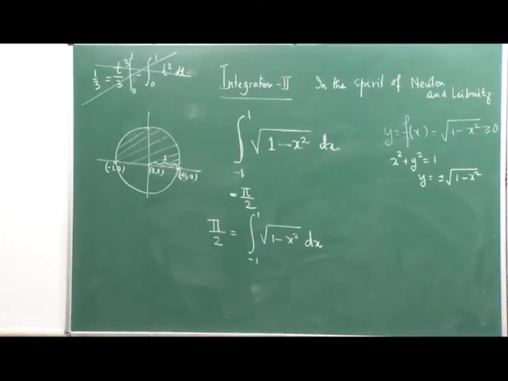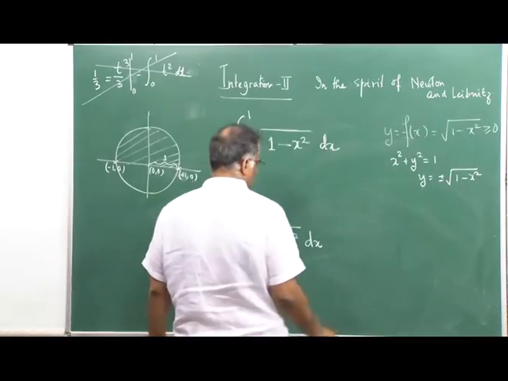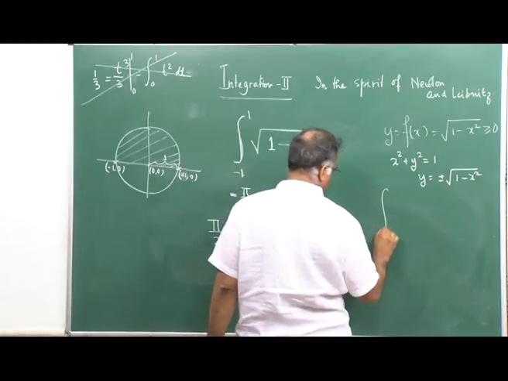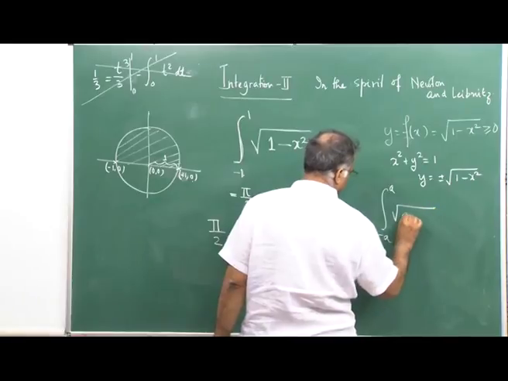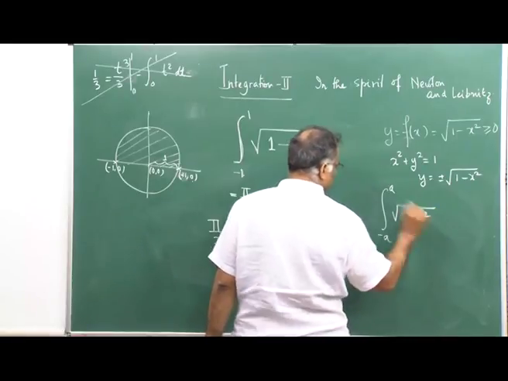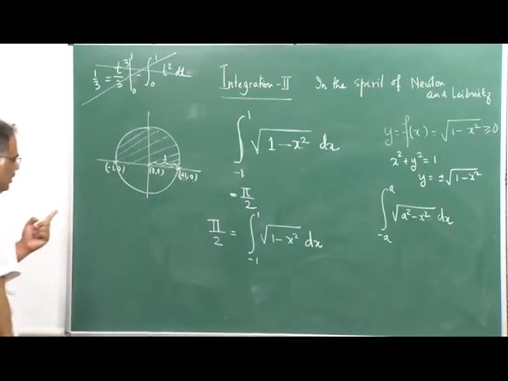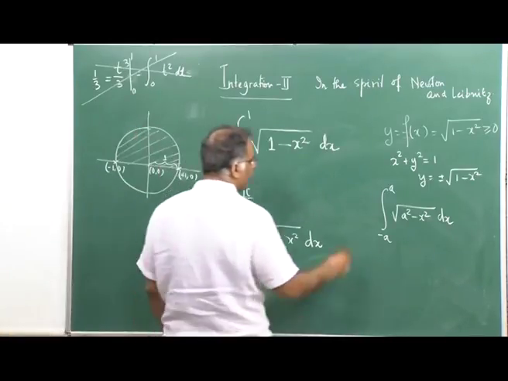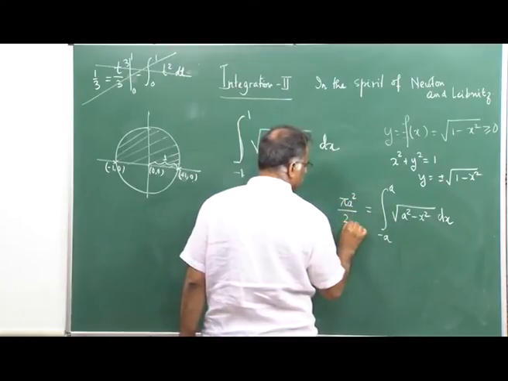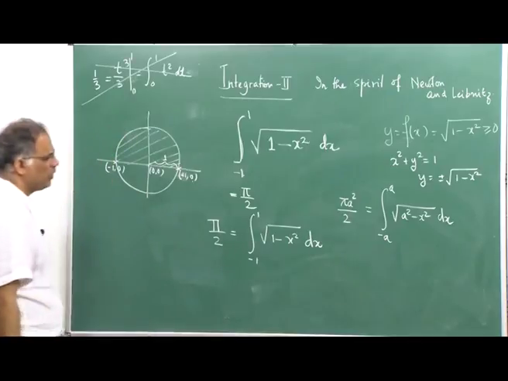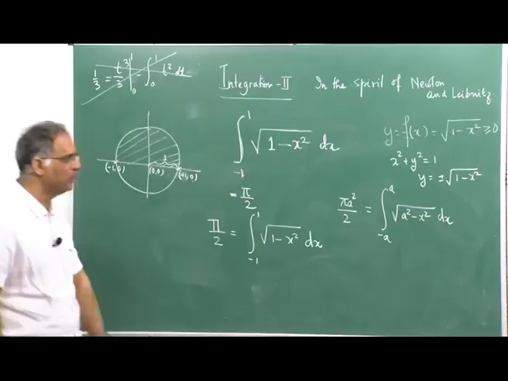Similarly, for example, if I take the integral from minus a to a of √(a square minus x square) dx, it is the same thing. Now the radius has become a, so it becomes pi a square by 2. So you see, complicated functions, the integral is evaluated immediately once you know some geometry.